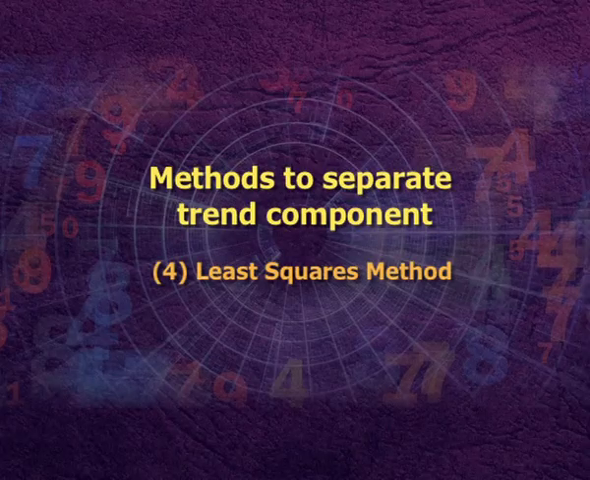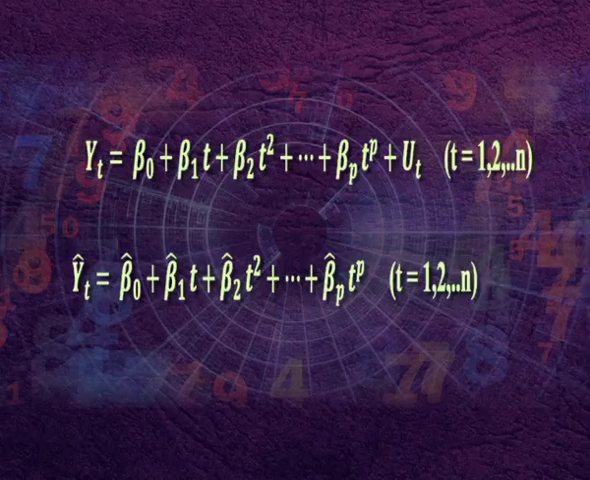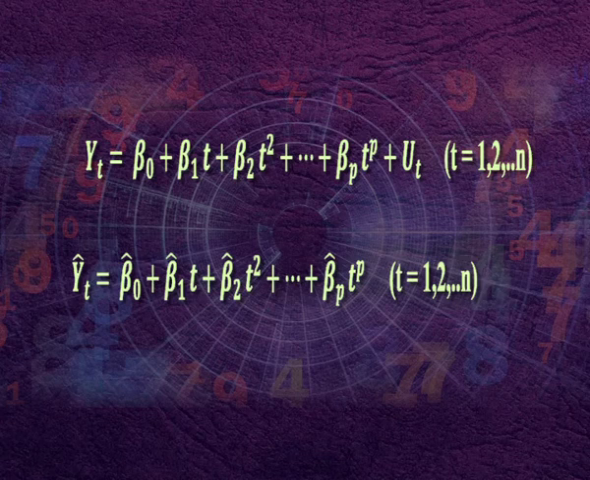Number 4. Least squares method. Suppose that given time series has its trend given by yt equal to beta 0 plus beta 1 t plus beta 2 t square plus up to so on beta p t raised to p plus ut, where t follows 1, 2 up to n. We can obtain beta coefficients by minimizing the residual sum of squares. These are OLSE of betas.